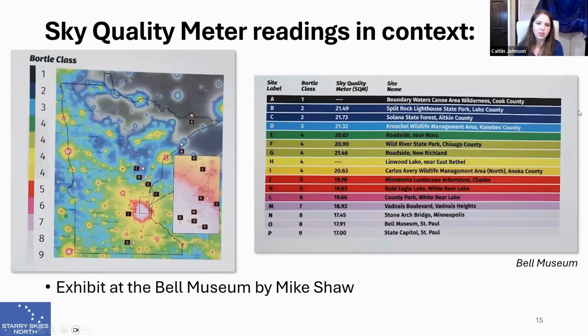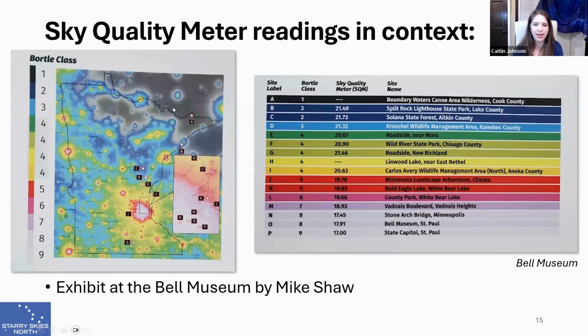Okay, so as I mentioned at the very beginning, numbers are obviously just numbers. We humans have to put these in context and give meaning to them. I honestly stumbled onto this by accident about 1.5 years ago at the Bell Museum, which is the natural history museum run by the University of Minnesota here. There's a great exhibit by Mike Shaw, and he went around the state and took sky quality meter readings at all these different locations to compare. And that's what we're really getting at here: being able to compare them and put them in context.